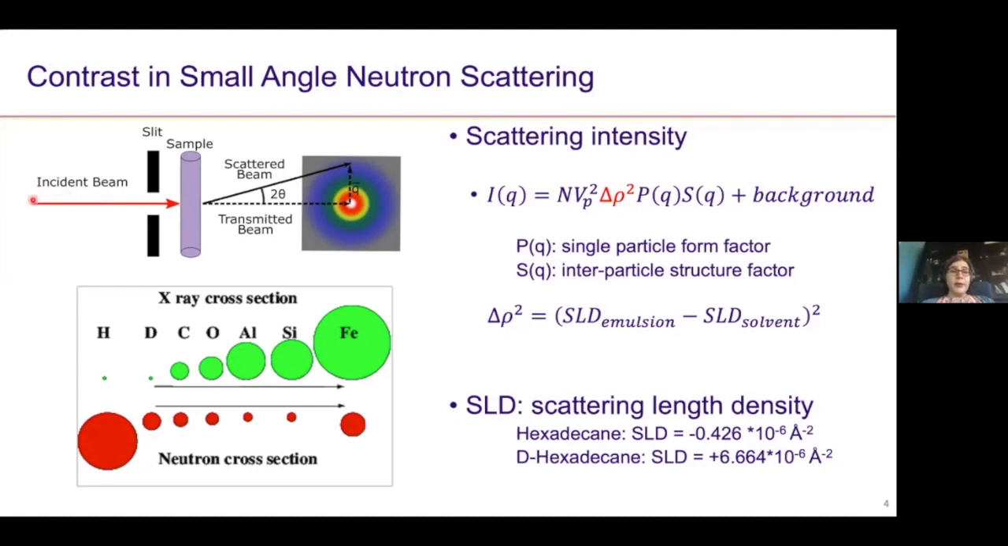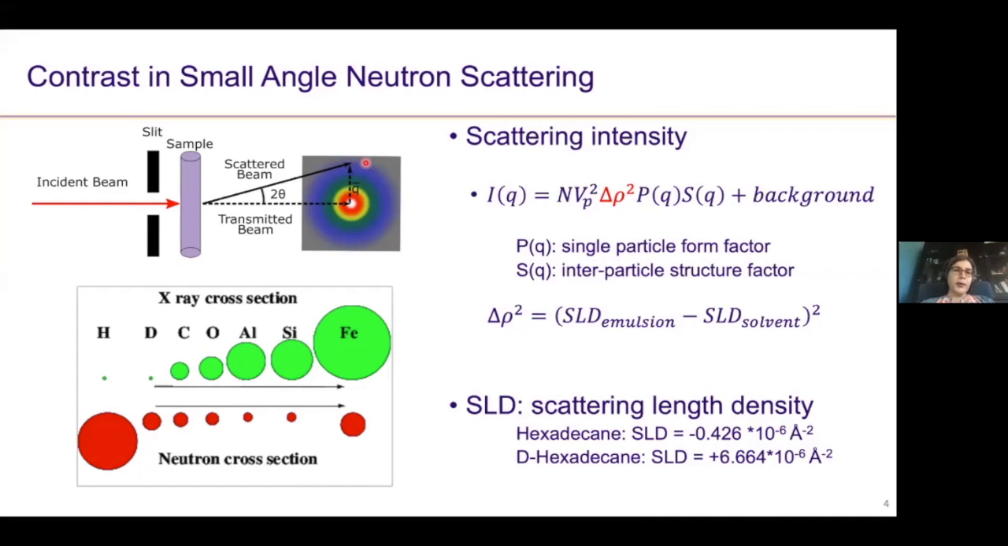So we have an incident beam of neutrons, and they will interact with the sample and they will get scattered, and that will change the direction of propagation. And in small angle neutron scattering, we assume that the sample and the neutron beam don't exchange energy in any significant way. So we're going to essentially assume that this is an elastic interaction. There's no net energy exchange.